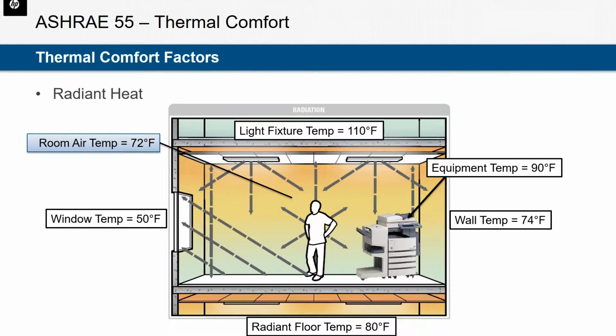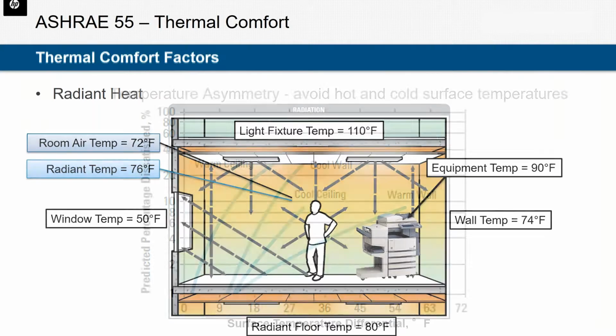And all these together are either emitting thermal radiation or absorbing thermal radiation from the occupant, in which case they might ultimately feel what would be measured as a radiant temperature of, let's say, 76 Fahrenheit. So it's usually a little bit warmer than the dry bulb.